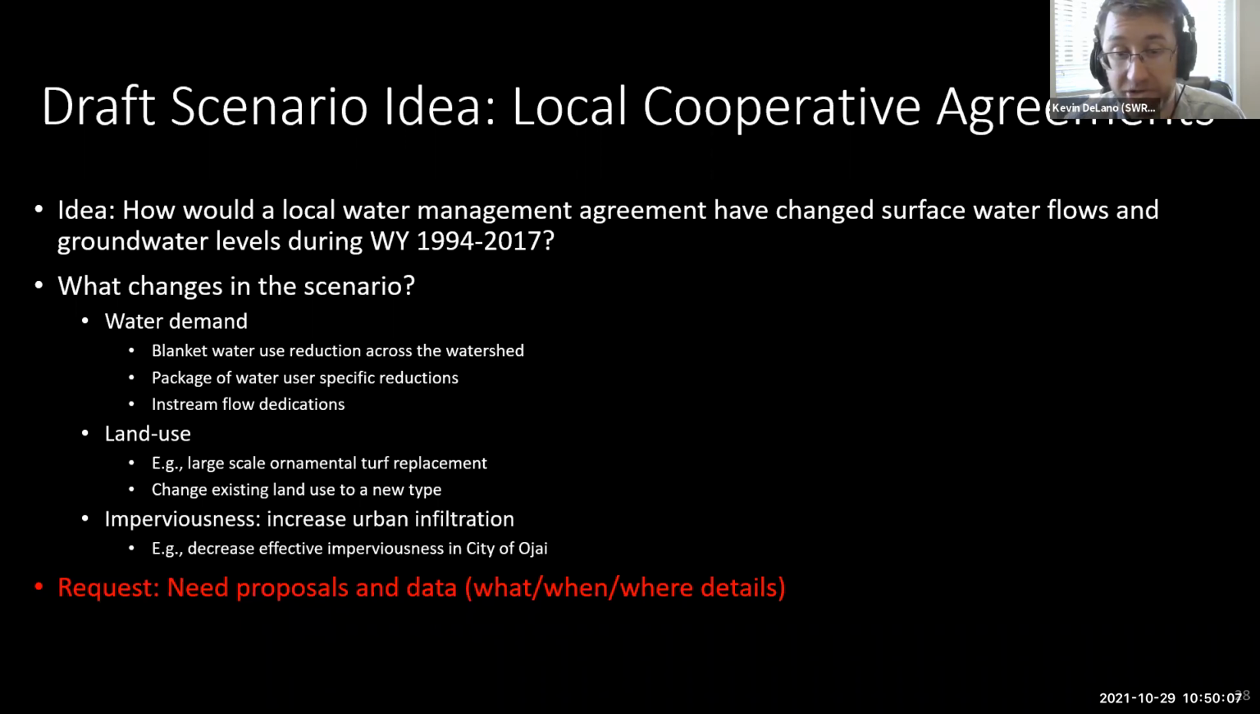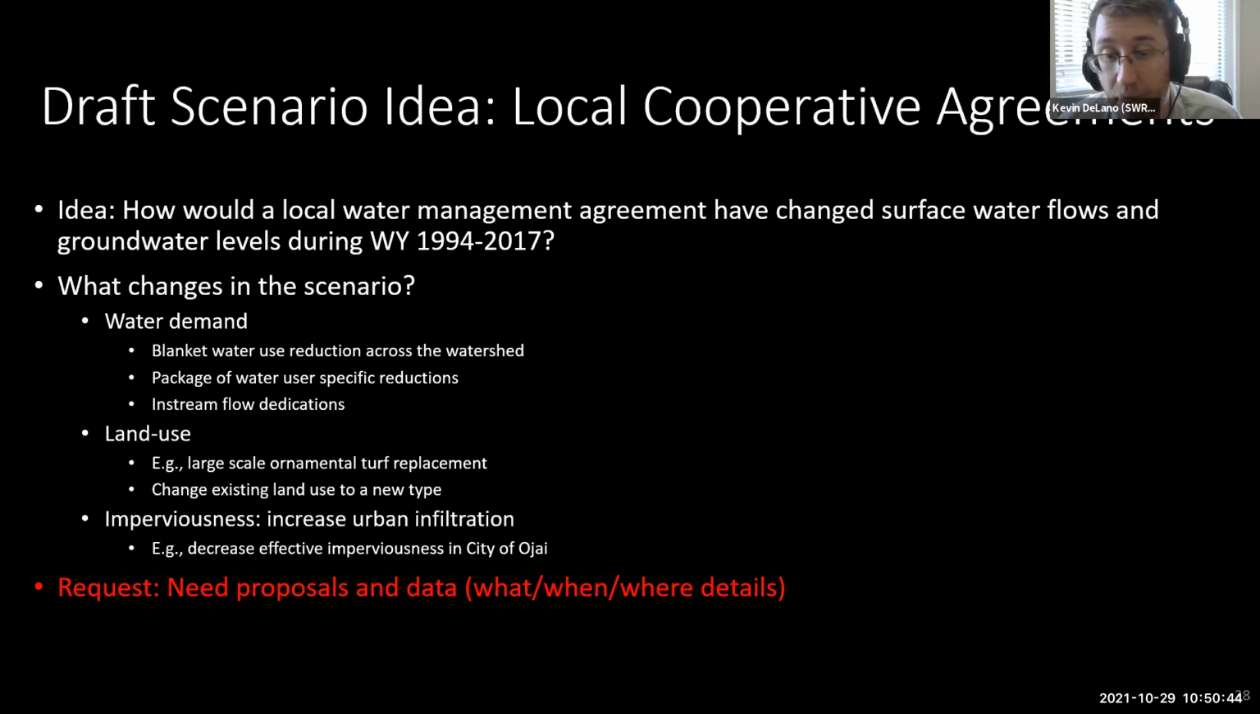And potentially we could also look into increasing the amount of groundwater that infiltrates in urban areas. This is something I've heard Regina talk of for, say, the city of Ojai, is cutting sidewalks to increase the amount of water that infiltrates into the groundwater instead of going into the sewer and bypassing the watershed and just getting funneled quickly out into the stream. So could we decrease the effective imperviousness of urban areas such as the city of Ojai or others? So these are all components or options for a local cooperative agreement scenario.